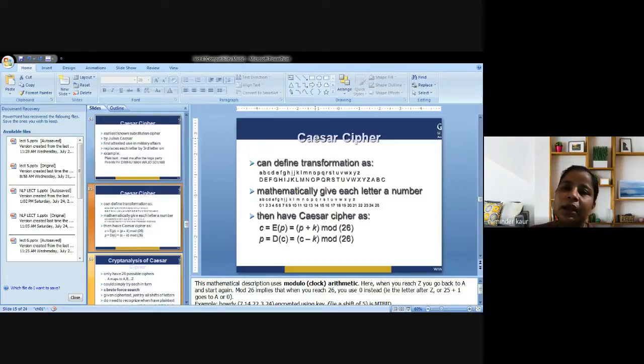Mathematically, we give each letter a number, A to Z, 0 to 25. A is represented by 0, B by 1, C by 2, and D by 3. In the end, Z is 25. Now we have the formula for the Caesar cipher. What is the formula? C is equal to, where C is the cipher text.